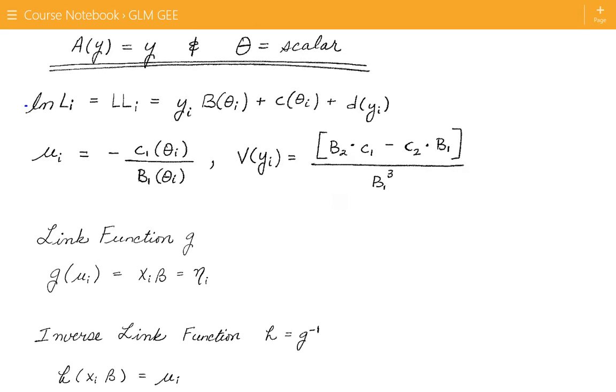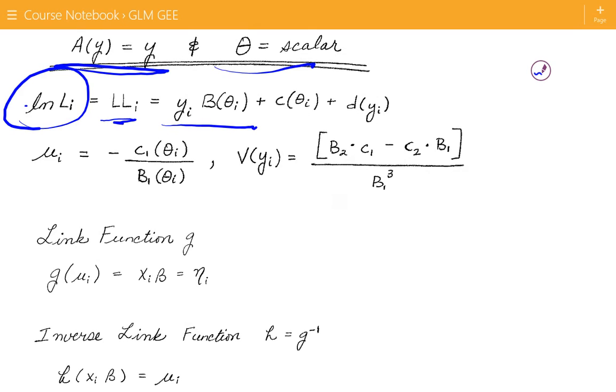And here we'll now extend it into the log likelihood. So we're going to look again at where a(y) is just y and theta is a scalar parameter. And so the log likelihood, or l_i, is simply y_i times that function b of the parameters plus c of the parameters plus d of y_i.